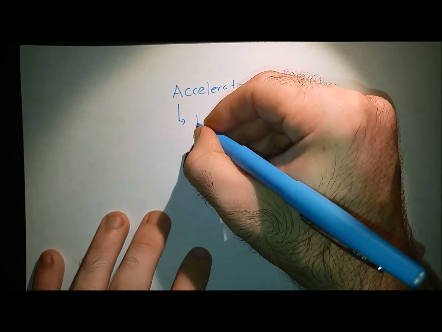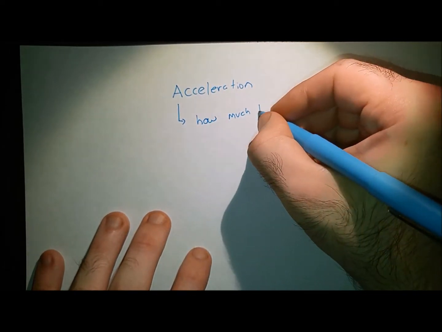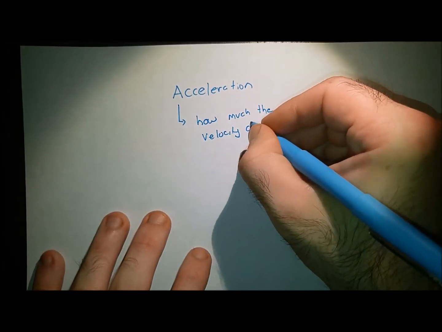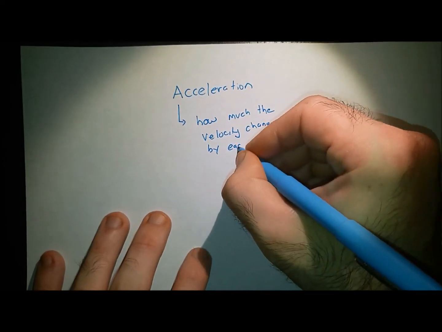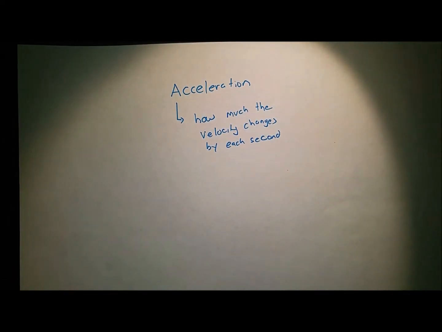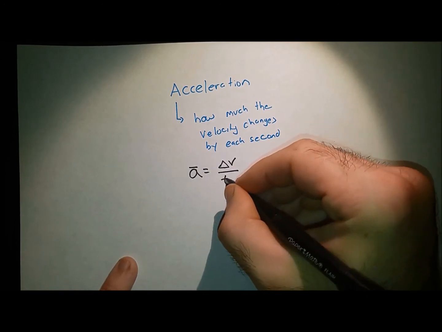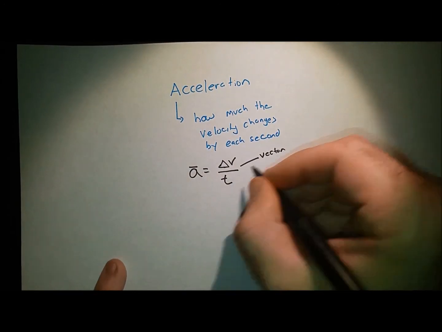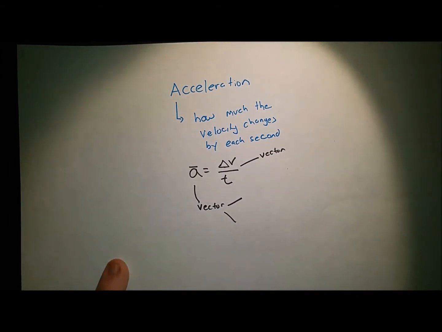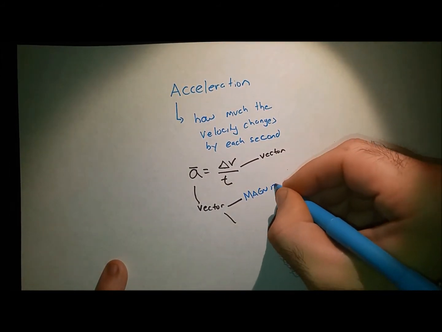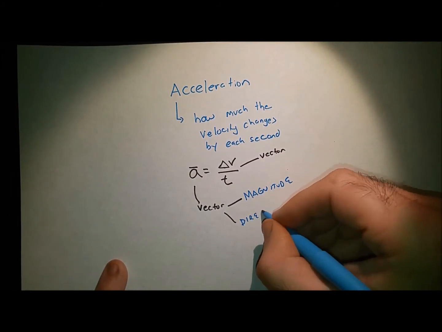Let's talk about acceleration. Acceleration is how quickly you change speed, or how much the velocity changes by each second. So acceleration is the change of velocity over time. Velocity involves a vector, so therefore acceleration involves a vector, which is why the lines are above it, and vectors, of course, have magnitude and direction. So it's really how quickly you changed speed.